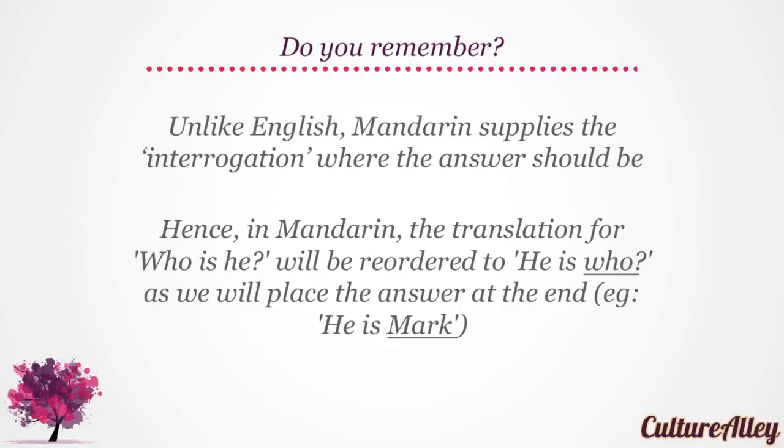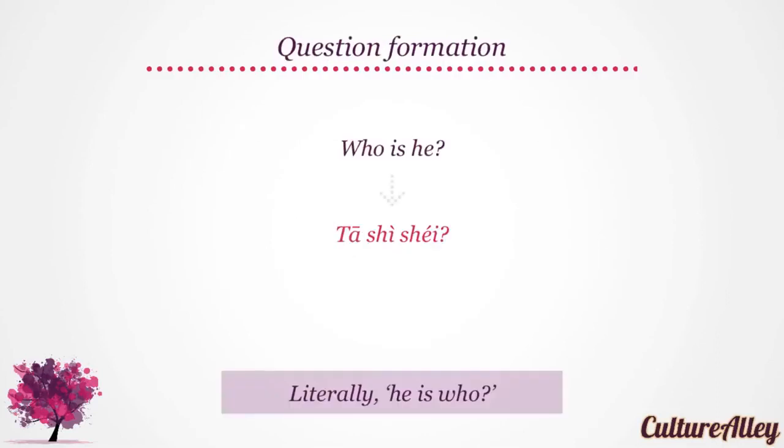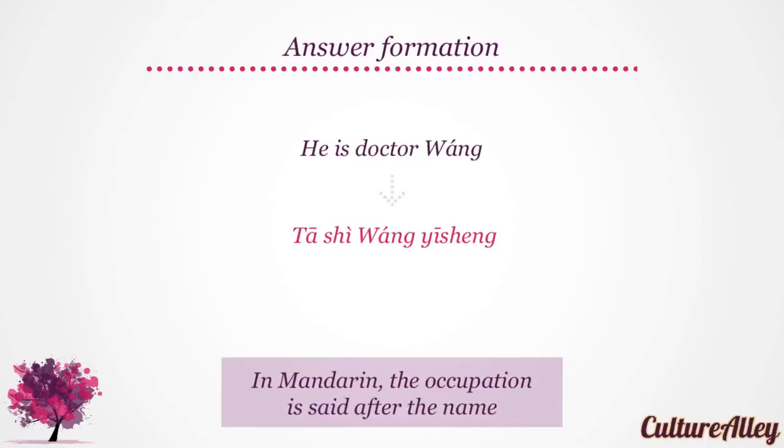Hence, in Mandarin, the translation for who is he will be reordered to he is who, as we will place the answer at the end of the question. He is Mark. Thus, who is he translates to 他是谁, literally meaning he is who. And he is Dr. Wang is translated as 他是王医生. Please note that in Mandarin, the occupation is said after the name.